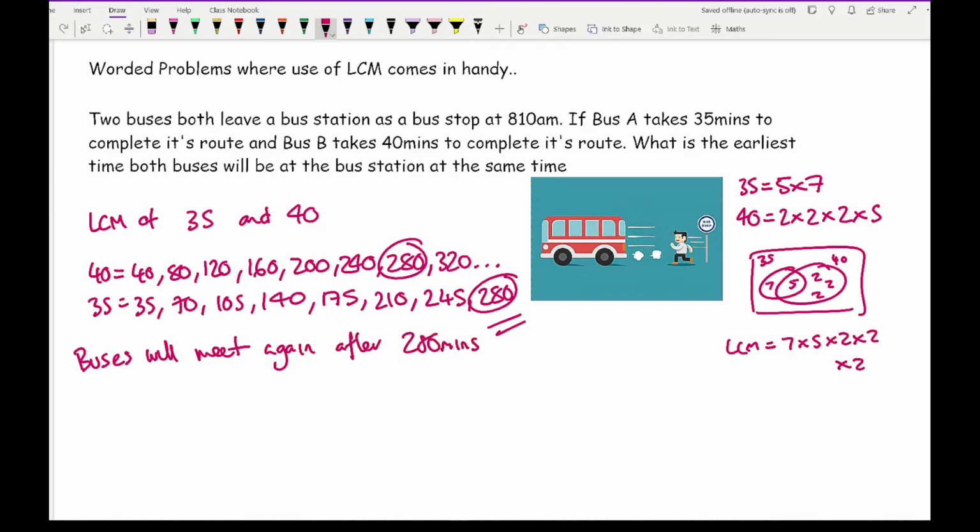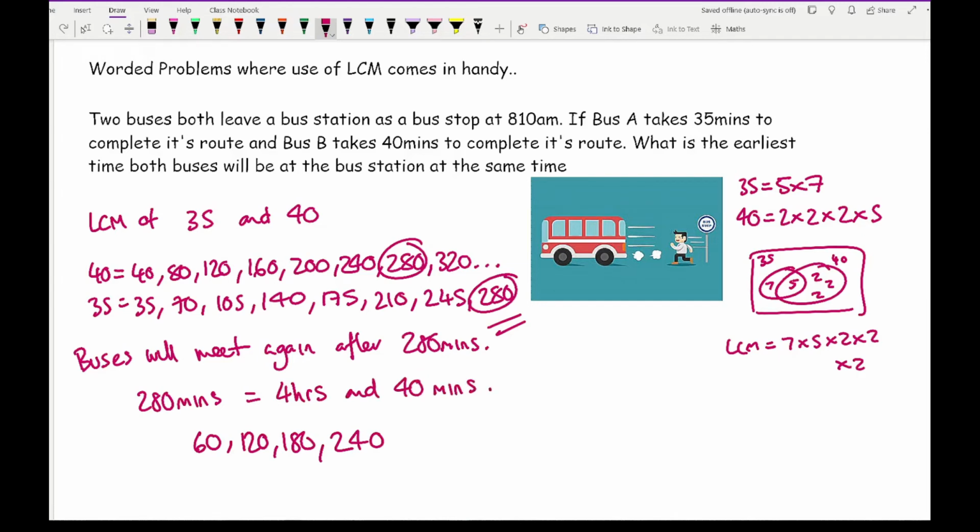Now I need to convert 280 minutes into hours and minutes. Well, 1 hour is 60 minutes, so it's going to be 60, 120, 180, 240. So basically it's going to be 4 hours and 40 minutes.